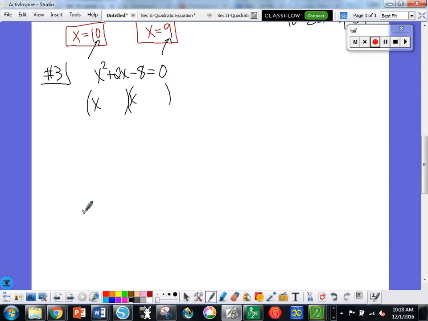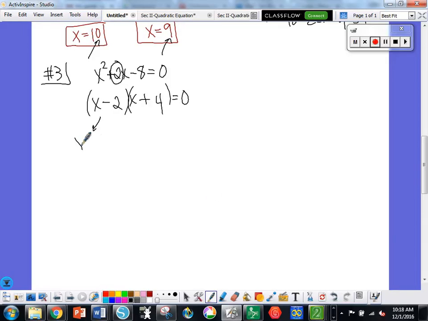4 and negative 2. Now somebody earlier in a different class had the question, how do you know which one's negative? Well, you want them to add to be positive, which means the bigger number has to be positive, so the smaller number would be negative. Step 1 factor, step 2 what? Who got this, by the way? So far so good? Now we solve.